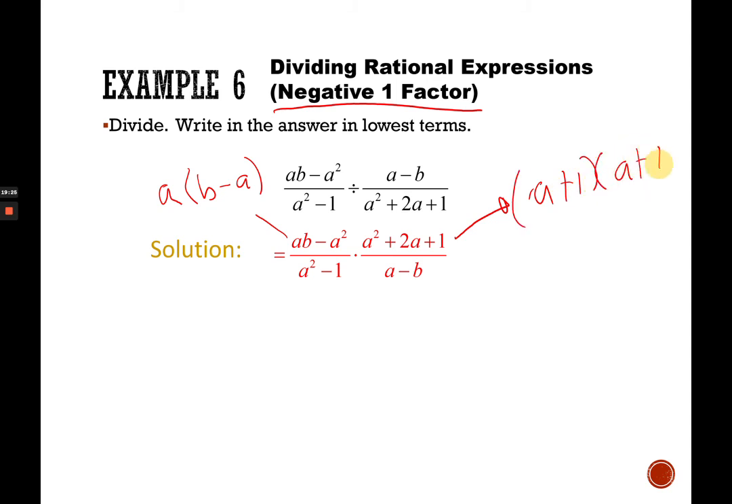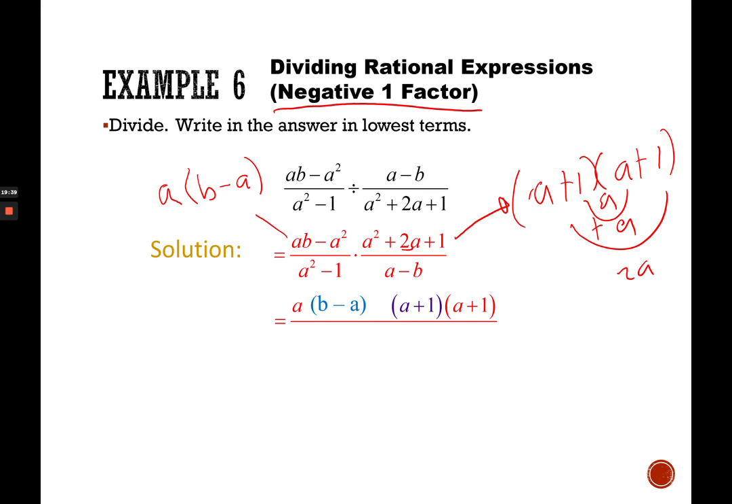If you perform FOIL, a plus a is 2a. That's why there's a middle term of 2a. Okay. Now, that's your a plus 1, a plus 1, and then here you have a plus 1, a minus 1. That was the difference of two squares, because a squared is a perfect square, 1 is a perfect square, so this is its factor. And then a minus b copy.